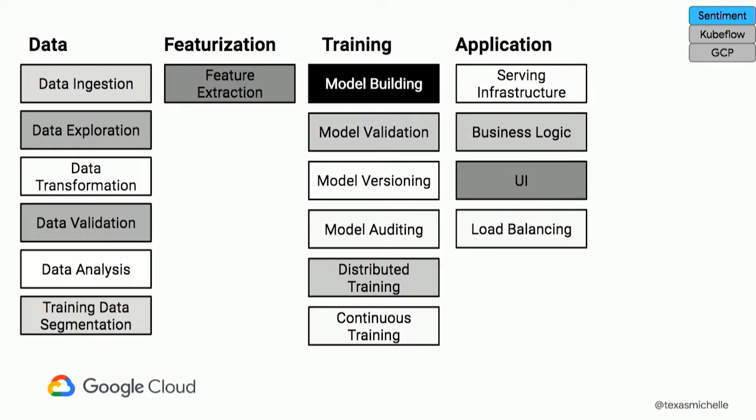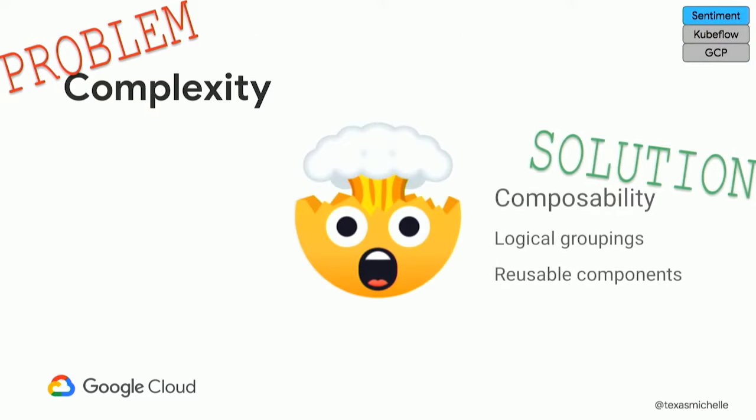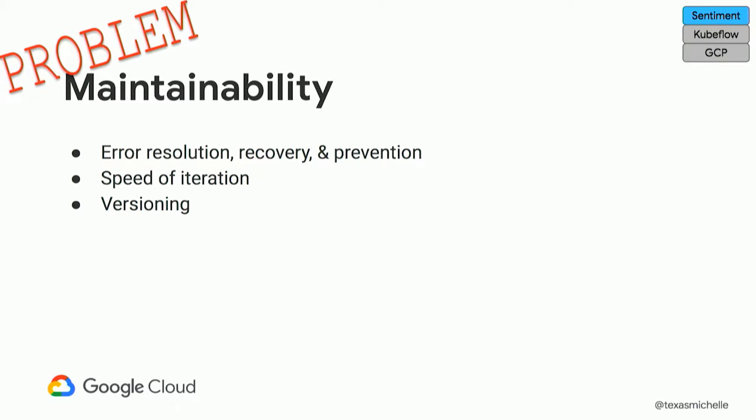And that can involve a ton of business logic. You have a UI, you have to load balance. That application, it also has to live somewhere. It lives on a platform. All of the components that support that, like monitoring, logging, any CI/CD components, there's a lot involved. So that little model building piece, it's just one of many. So what we want is something that can support all of that complexity and allow us to form these smaller logical groups that we can then sort of turn into these modular components that we can reuse. That's important.